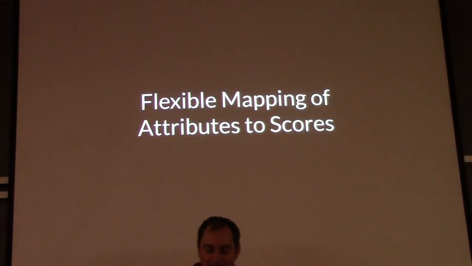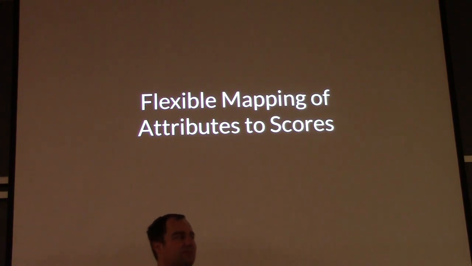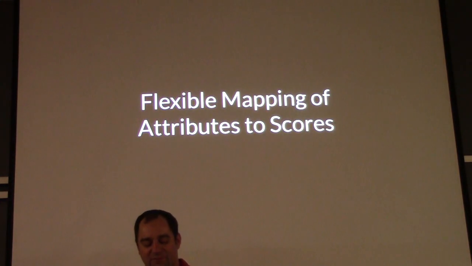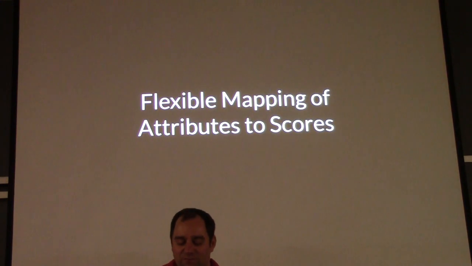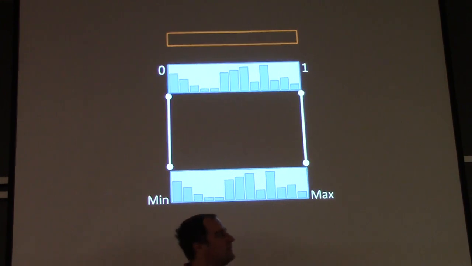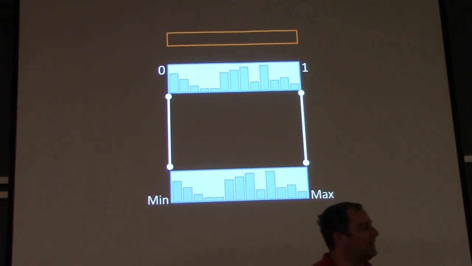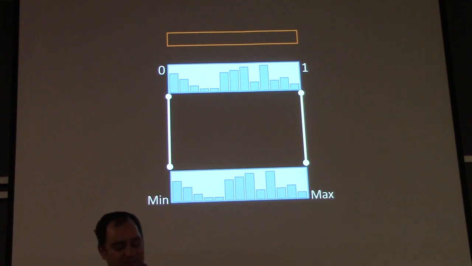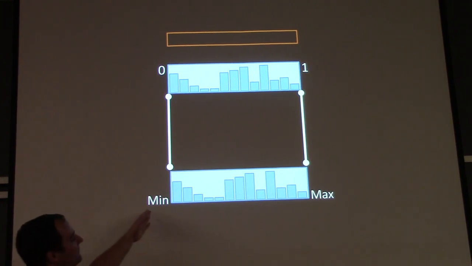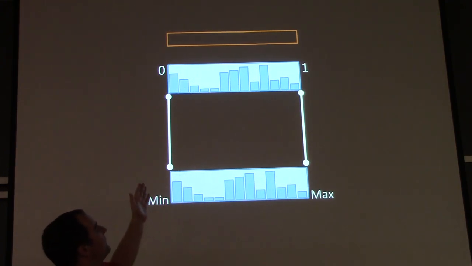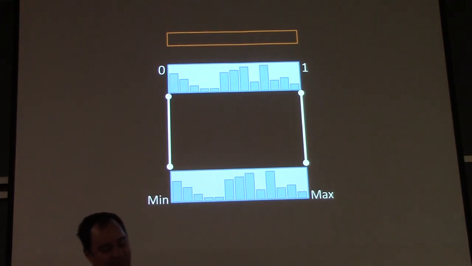Okay, one other thing is that very often not every high value means good, right? Very often you need to have a data transformation on this score. You can do this, of course, in the pre-processing step, but for this project we've actually developed a graphical mapping editor, like a transfer function editor. So here we have an input data set with a distribution that goes from minimum to maximum, and we map that from 0 being bad to 1 being good.